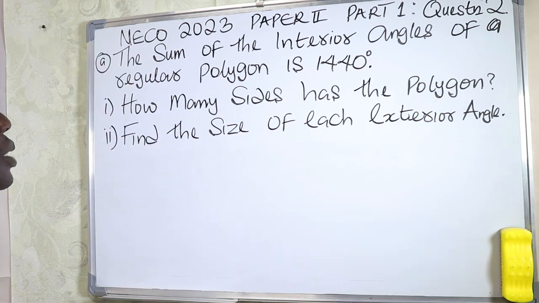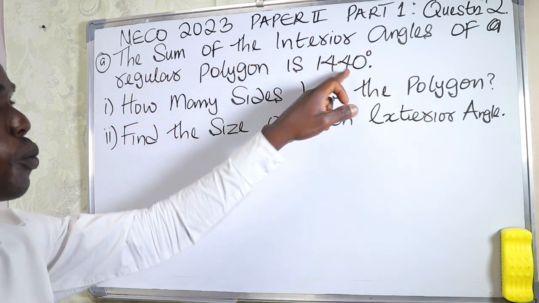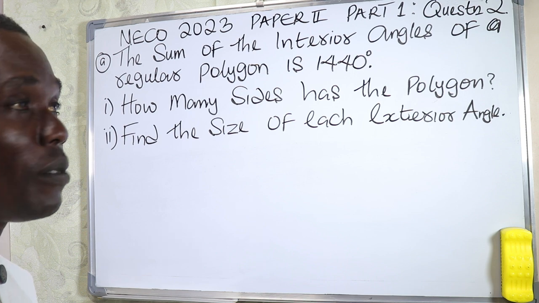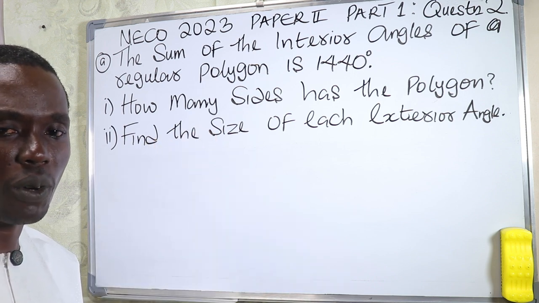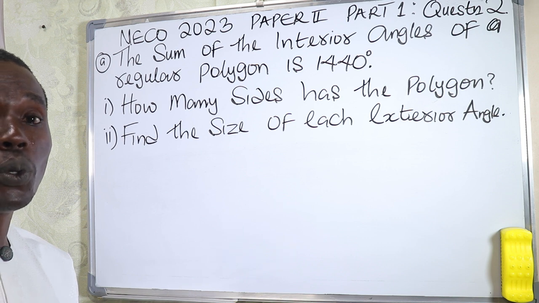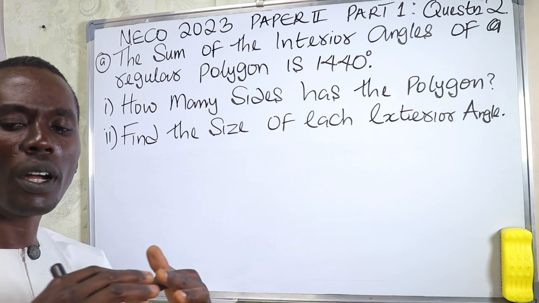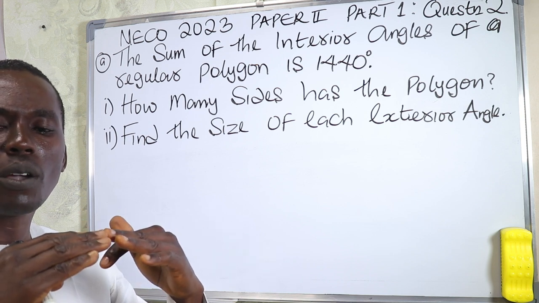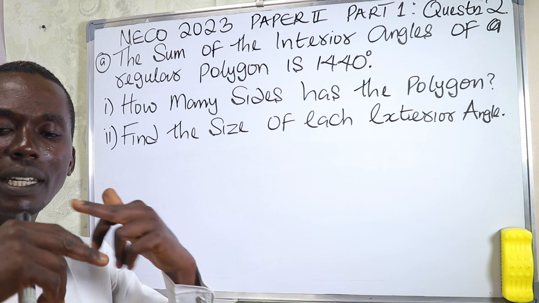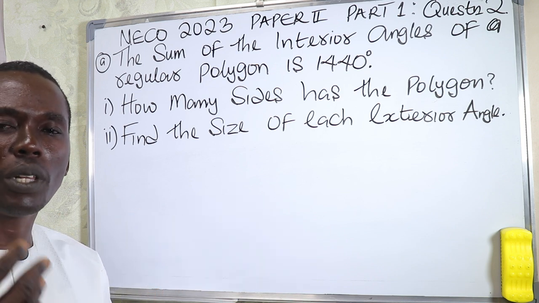Now the question on polygon says that the sum of the interior angles of a regular polygon is 1440. The sum of all the interior angles gives us 1440. You should note that a regular polygon is a polygon with congruent sides and equal angles. When a polygon has congruent sides and equal angles, it is called a regular polygon.